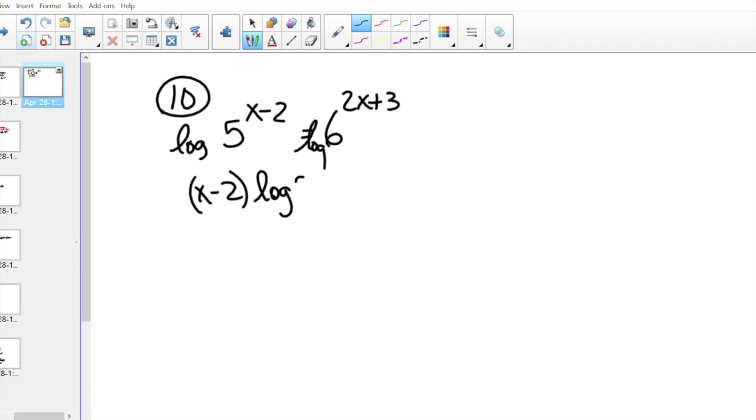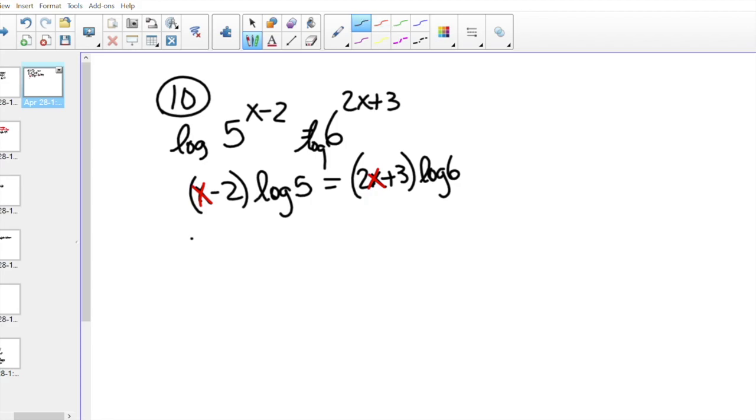5 to the power of x minus 2 equals 6 to the power of 2x plus 3, using logarithms. So you take the power times the log of 5 equals the power times the log of 6. Now, you have seen this, and I've mentioned it to you. You've got x's on both sides. When we have an x on both sides like that, we have to distribute.